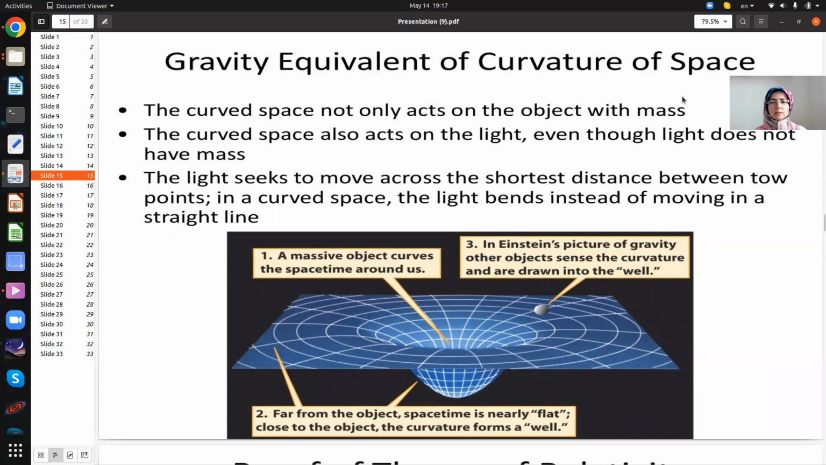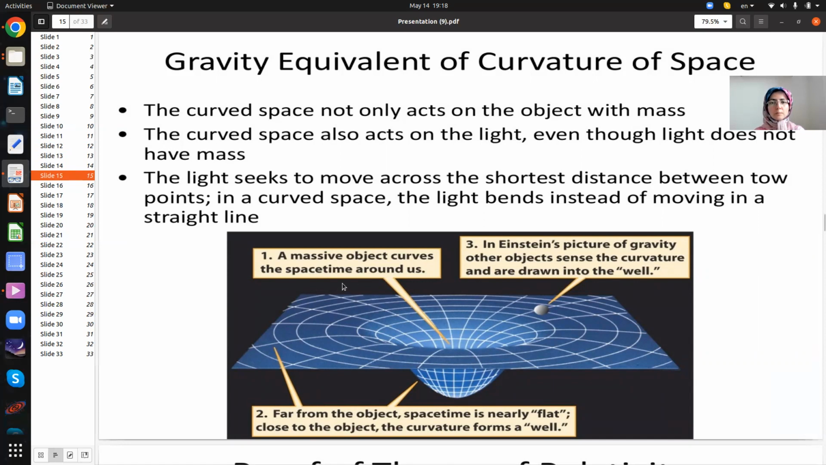Gravity is equivalent to the curvature of space. The curved space not only acts on objects with mass, it also acts on light, even though light does not have mass. The light seeks to move across the shortest distance between two points. In a curved space, the light bends instead of moving in a straight line.